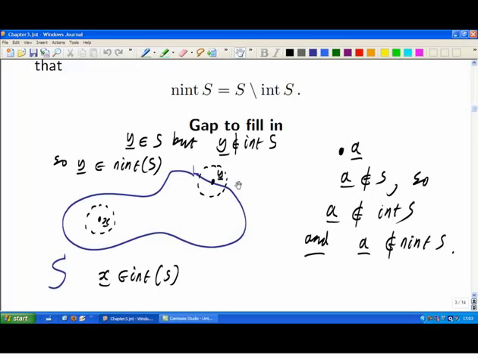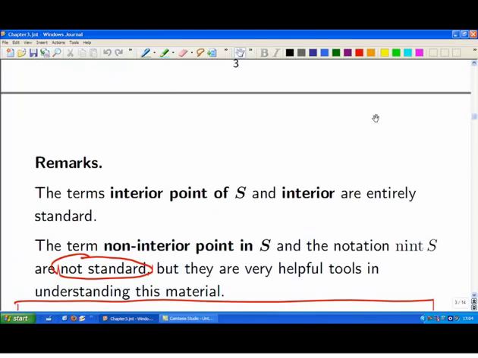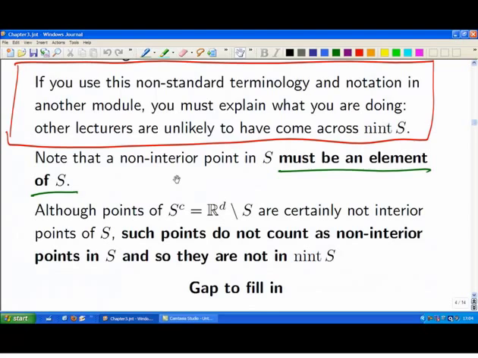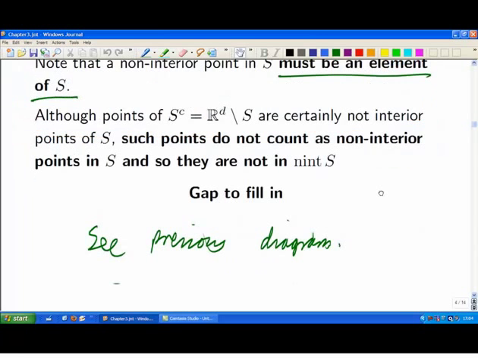So here's a point that might do that role, assuming that that point is actually in the set, which you might not be able to tell from the sketch. But if that point there at the edge of the set is actually in the set, then it counts as a point in nint of S. So again, I remind you that you must be in S to count the point in nint S. You must be in S, but not in its interior, and then you'll be in the nint.